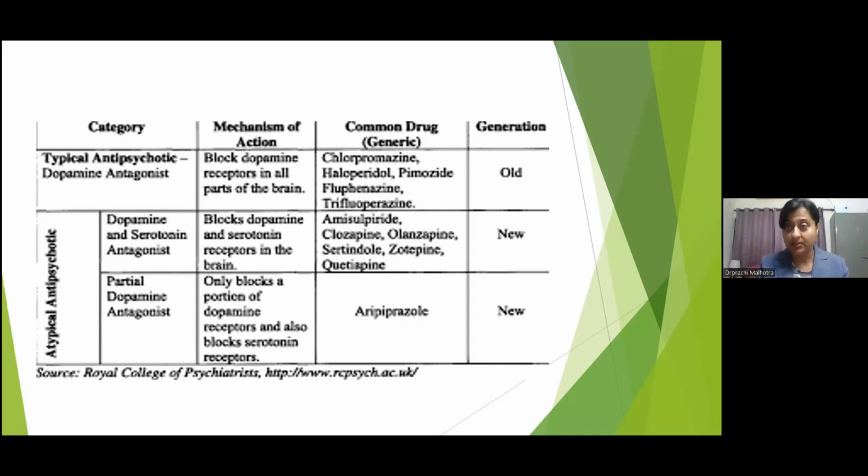The last but not the least, the newer generation, that is partial dopamine antagonist. It only blocks a portion of dopamine receptors in the brain, and it also blocks the serotonin receptors. An example is aripiprazole.